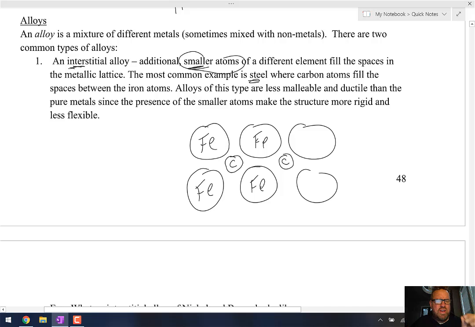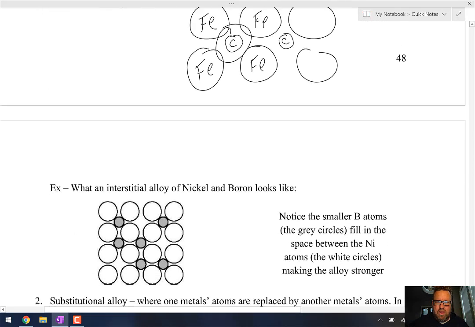When you have an interstitial alloy, they are less malleable, which means you can't shape them as well. They're also less ductile, which means in terms of making wires out of them, you can't do it as well, because the presence of these smaller atoms makes it more rigid and less flexible. But think about a beam in a building supporting a floor. You don't really need it to be malleable and ductile. You just need it to be nice and strong and rigid, so that it doesn't bend. You don't want it to do those things. So that's an interstitial alloy: the small atoms filling in the spaces between the metal atoms.